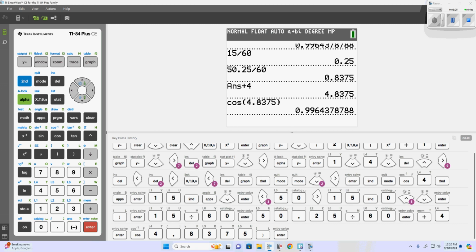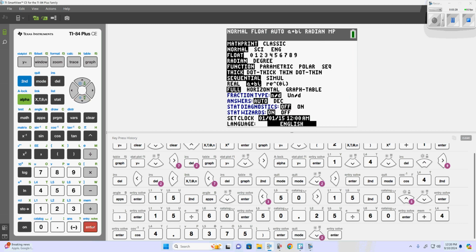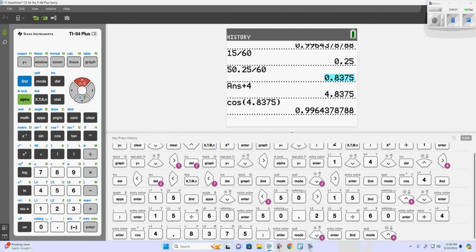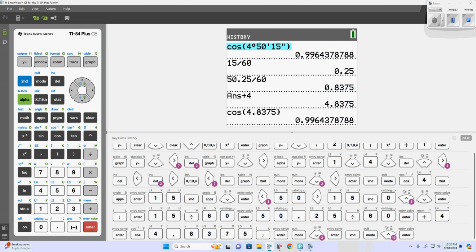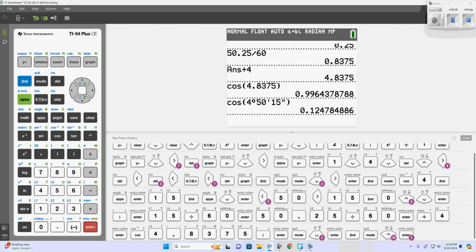Now, if you do have the calculator set in radians, it's going to give us a completely different answer. So the answer should be 0.9964. With sine, cosine, tangent, secant, cosecant, cotangent, we're going 4 places after the decimal.